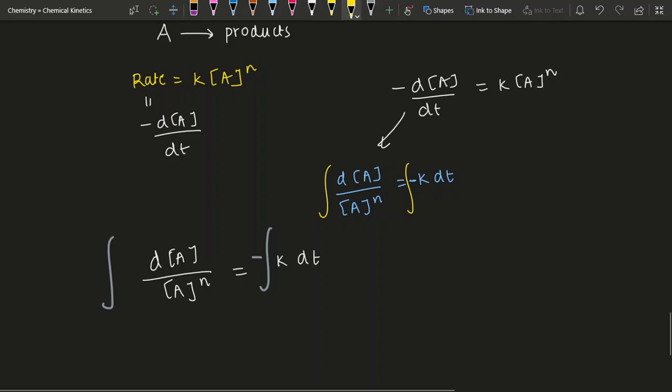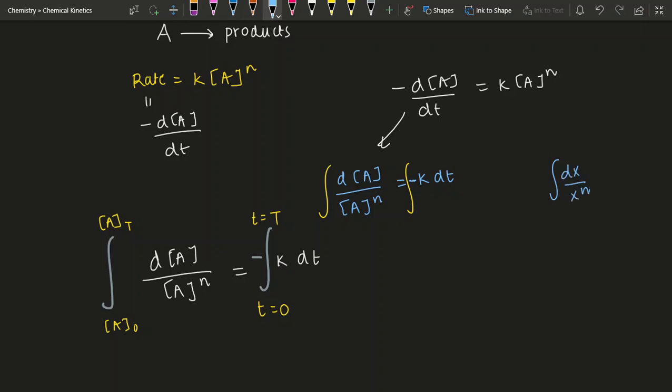And the limits of integration: you start from time being equal to 0 and you arrive at time being equal to a certain number, let's take capital T. And here the concentration of A, let it start at A naught, the initial concentration, and let it reach some A_T when time is equal to T. One more thing you need to know if you want to evaluate this integral is that the integral of dx over x to the n is equal to x to the power negative n times dx, and that is equal to x to the power negative n plus 1 over negative n plus 1.